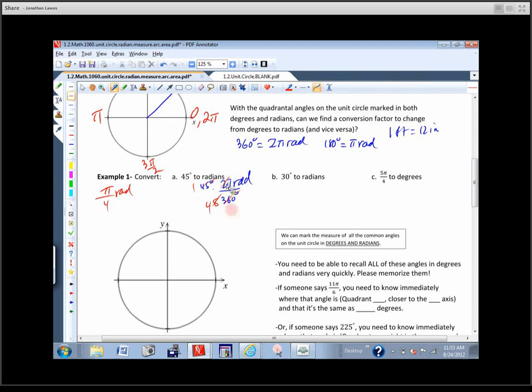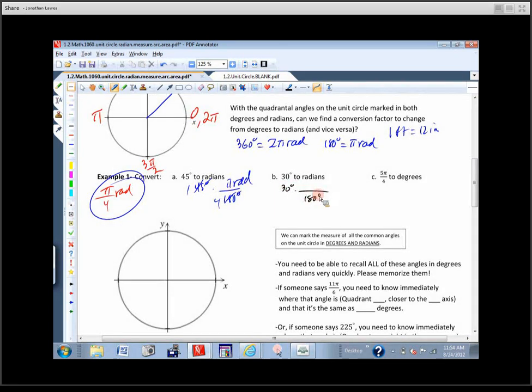Now, that works just fine, but if you take a look here, I could have canceled the 2 with the 360 anyway. What would happen if I canceled the 2 with the 360? You'd have pi over 180. So let's just use this one from the get-go. So let's not use 2 pi over 360. Let's use pi over 180. And then let's just go from there. So those cancel. 45 goes in there once. 45 goes in there 4 times. So it's pi over 4 radians. Good with that?